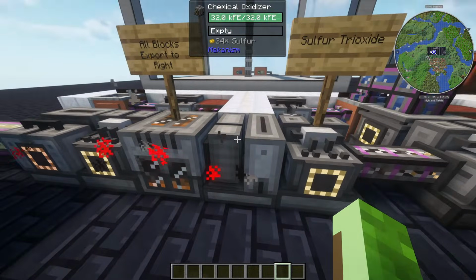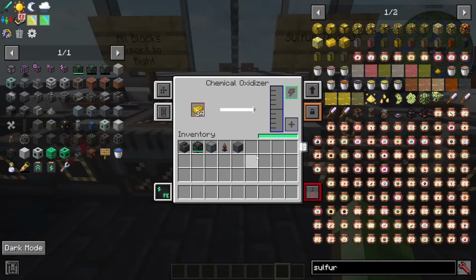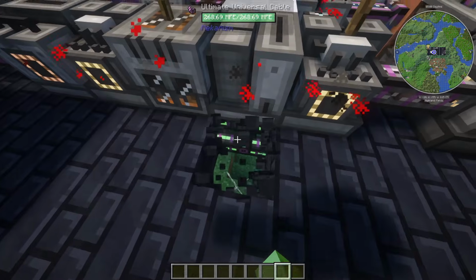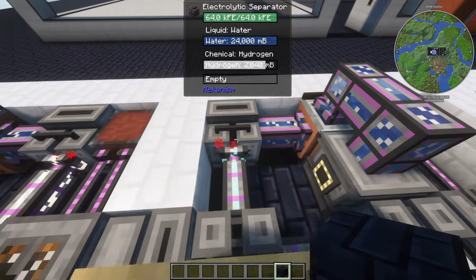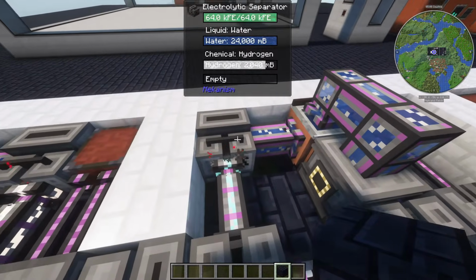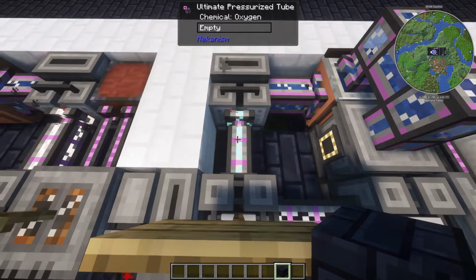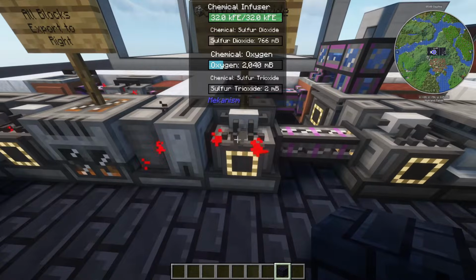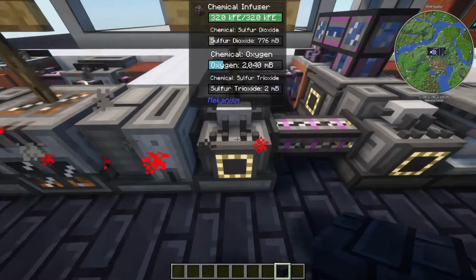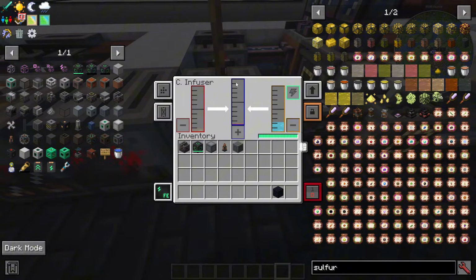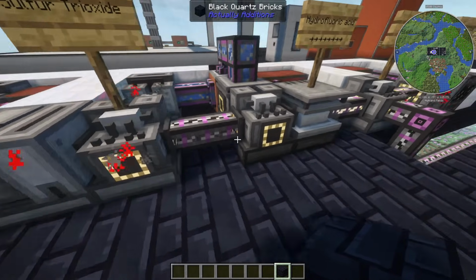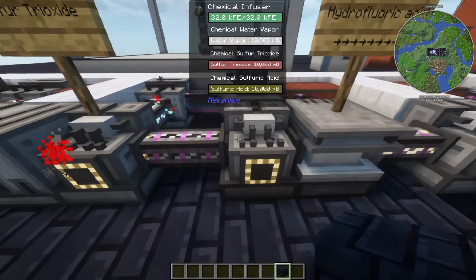Next up, using a chemical oxidizer, have it accept the sulfur, which will then, once it's powered, create sulfur dioxide. Have another electrolytic separator accepting water from the back, and then have it export oxygen to the back of the chemical infuser. And as you can see, I have oxygen here, I have sulfur dioxide here now, and I have sulfur trioxide in the middle, which is then being exported into another chemical infuser.